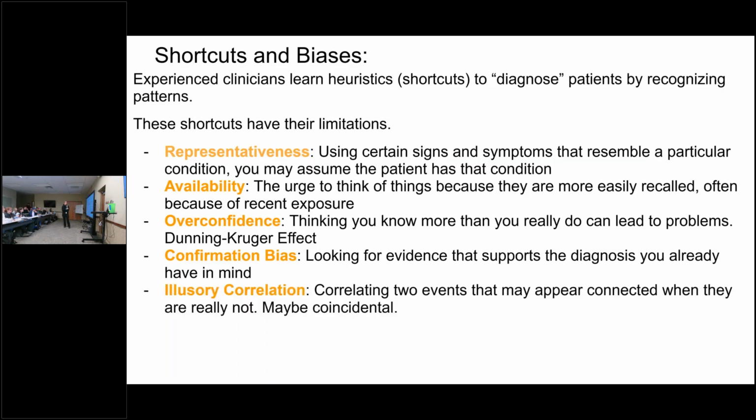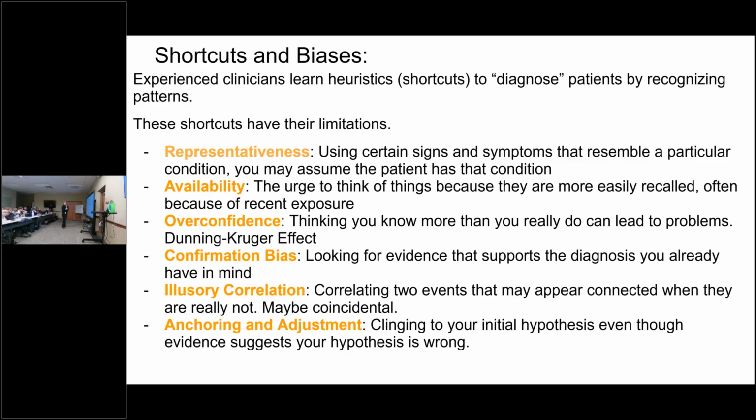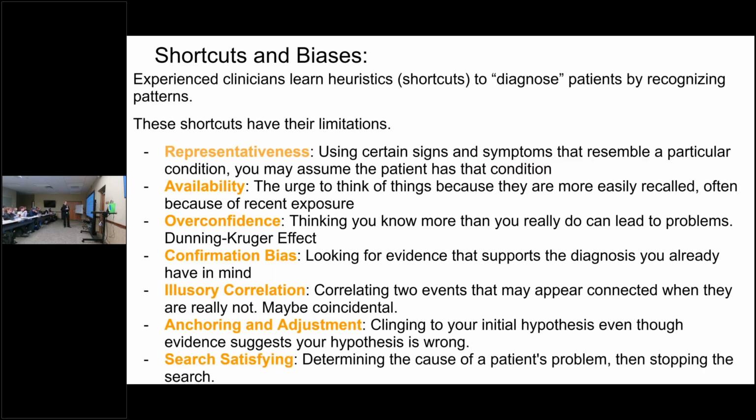Illusory correlation. So that's correlating two events that may appear connected when they're really not. And then anchoring and adjustment, clinging to your initial hypothesis even though evidence suggests that your hypothesis is wrong. And search satisficing, so determining the cause of a patient's problem and then stopping the search.